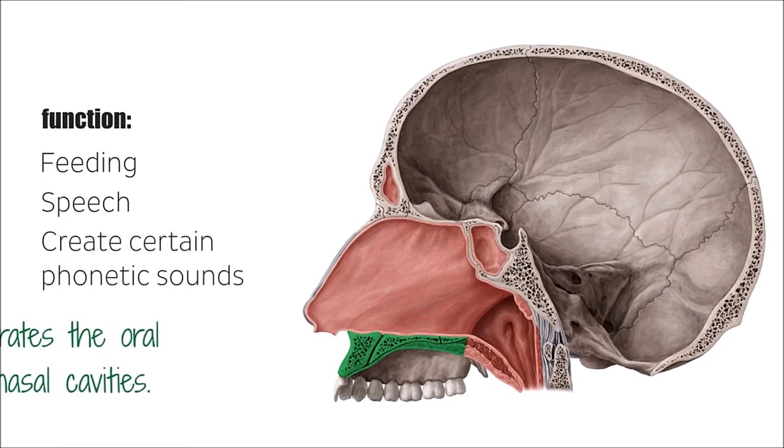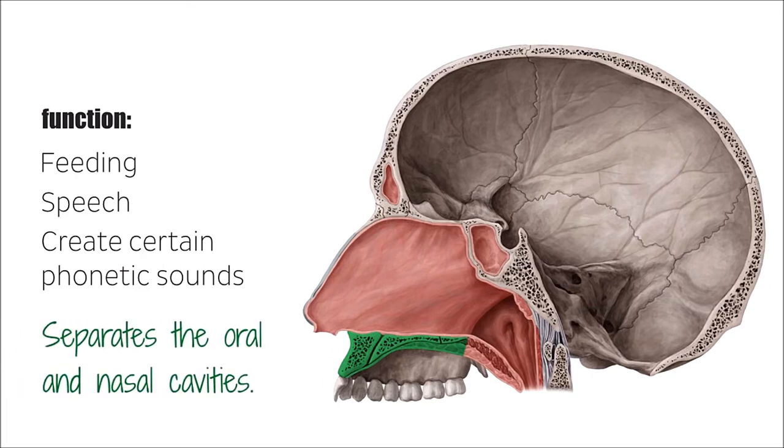The hard palate separates the oral and nasal cavities, bordering the oral cavity superiorly and forming the roof of the mouth, and the nasal cavity inferiorly, which defines its floor.